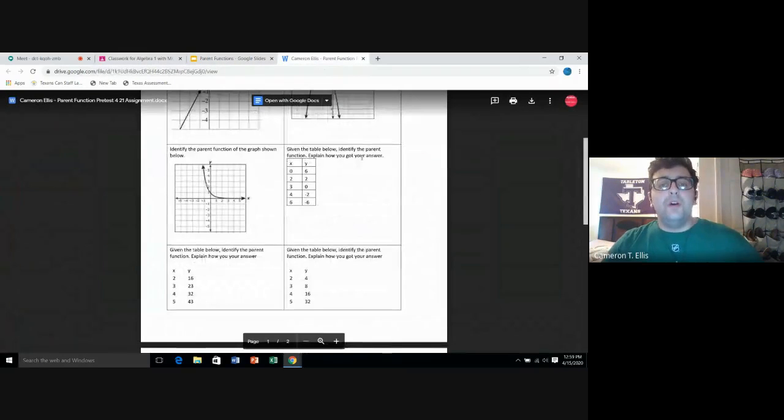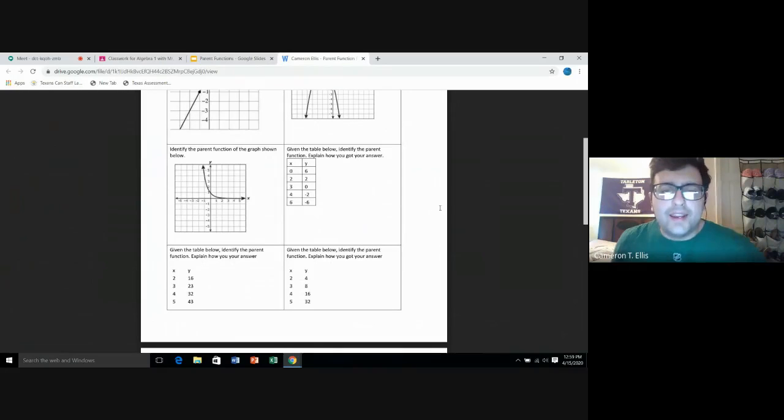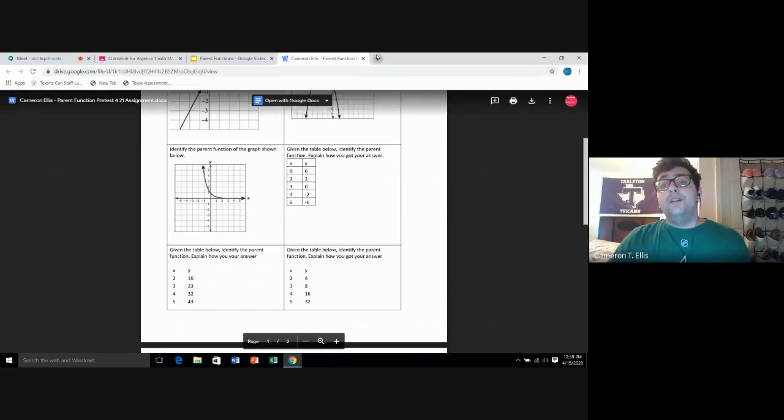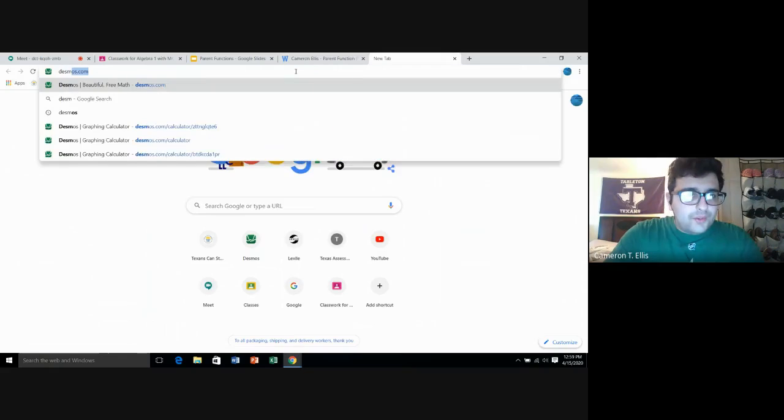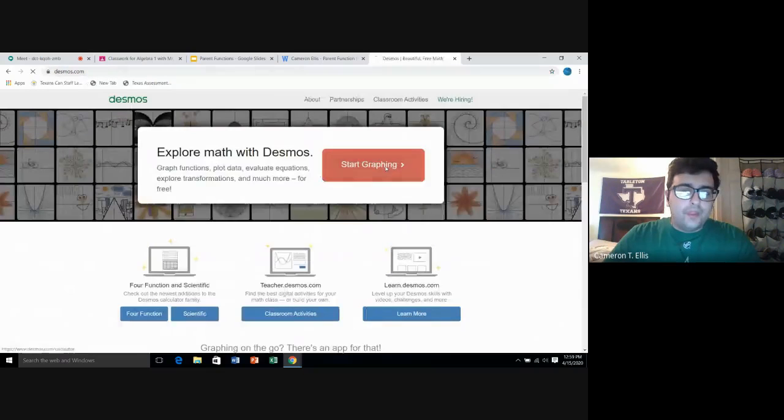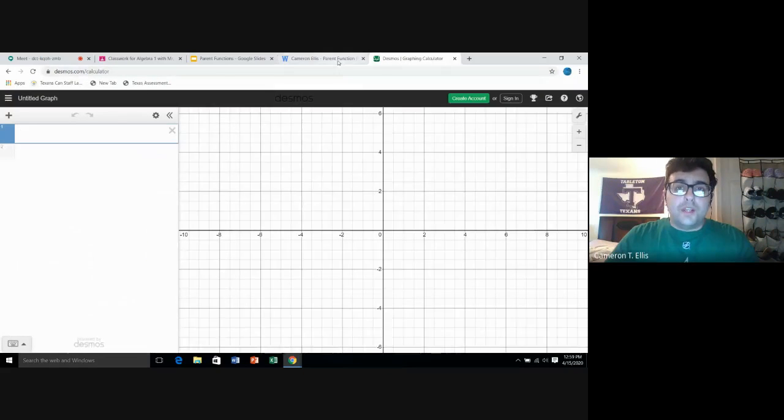Ooh, given the table below, identify the parent function. Well, what the heck? Now we just got points. How am I going to find the parent function now? I can't see what it looks like. Well, maybe I can, right? What if I graph it? I'm going to go to desmos.com, start graphing, and I'm just going to graph the points, guys, row by row.